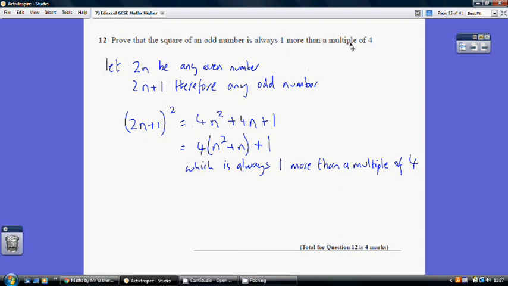Now bearing in mind what we're aiming for, it makes sense just to factorise the first 2 terms. So we've got 4 lots of something, and then we're adding the 1 at the end. Given that we're always multiplying by 4 and then adding 1, that's always going to be the case. So 4 lots of n squared plus n, plus 1, we're always going to be 1 more than a multiple of 4. So that's what we needed to get to, because we can see that we're 1 more than a multiple of 4.